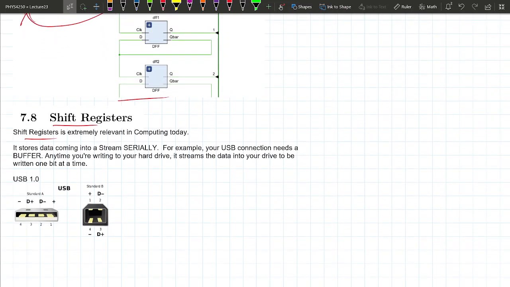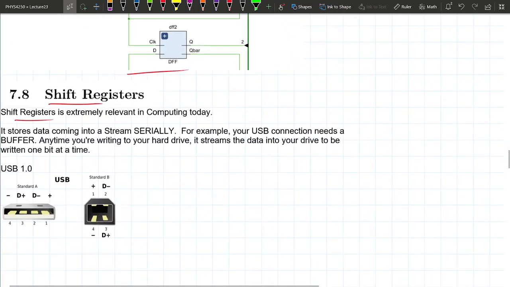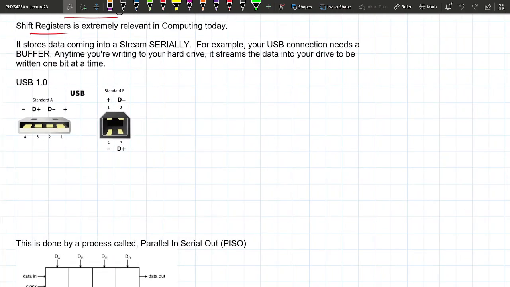And one of the applications we're going to think about is how we send digital data in serial versus in parallel to each other. Okay, so now let's think about what USB is actually doing. The universal serial bus that everybody uses to charge their phone, send data, put in USB drives.